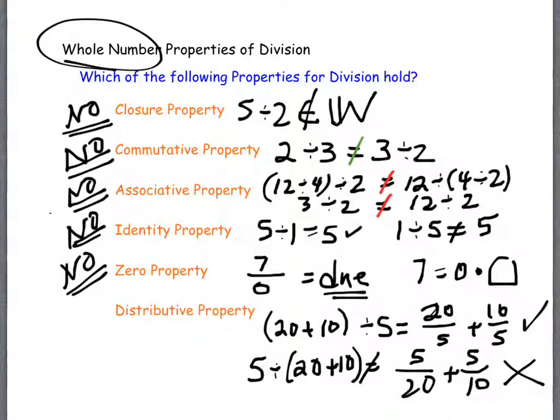It does work because this is 20 plus 10. This is 30 divided by 5 is 6. 20 divided by 5 is 4. 10 divided by 5 is 2. That is 6 as well. So it works in one direction and not in the other. So since it doesn't work in both directions, in general, that would be a no.